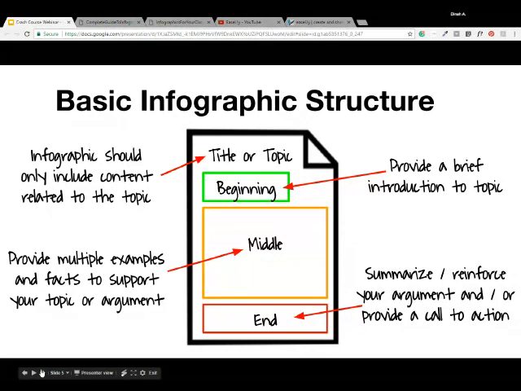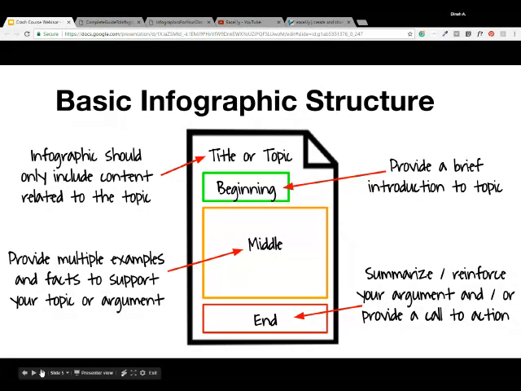Are you looking to drive traffic to your website? Then you're going to want your call to action to be, visit my website. If your goal is to get more followers on social media, then you're going to want to provide a call to action and ask them to follow you on social media. If you are looking to introduce a topic to students and ultimately you want to engage them to dive deeper into a topic, then you're going to want to add links to additional resources where they can learn more. So think about what that call to action is and make sure that that's at the very end of the infographic.